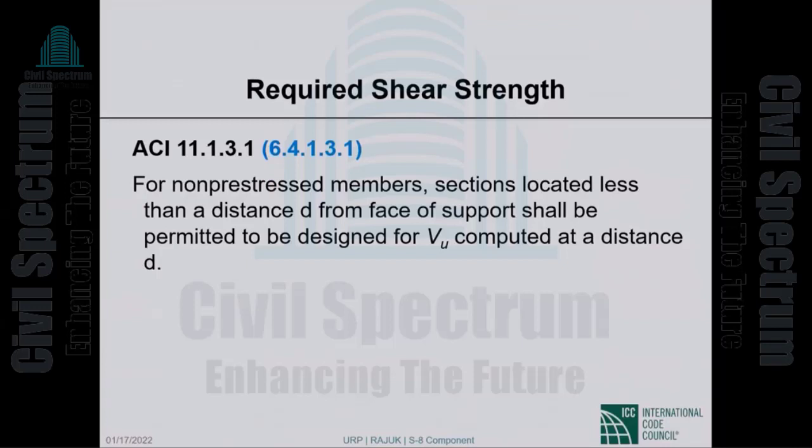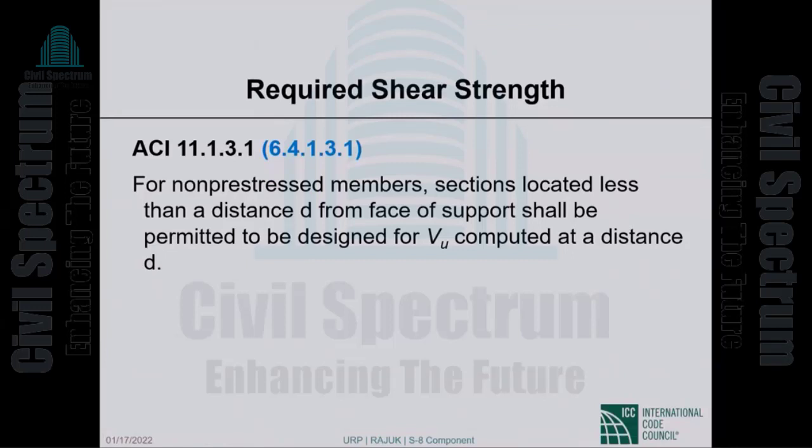Now, from this point onwards, it's ACI 318 and BNBC. As before, ACI 318-08 section numbers are in black, and BNBC 2020 section numbers are in blue. So this is mostly coded language, unless I tell you.